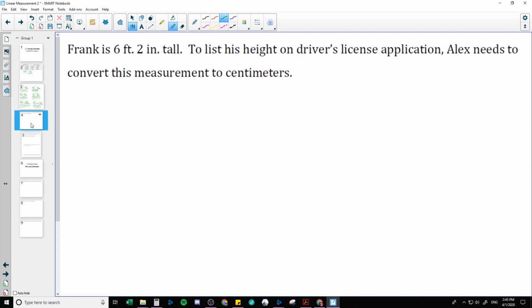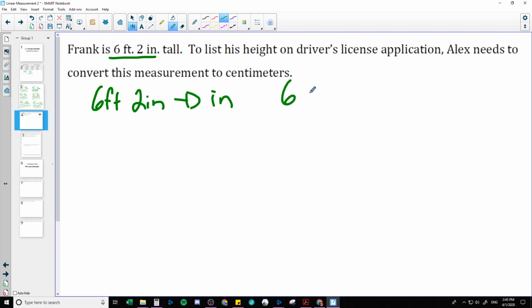Okay, this one says Frank is 6 feet 2 inches tall. To list his height on his driver's license application, Alex needs to convert this measurement to centimeters. I'm assuming Alex works at the DMV or something. So Alex is trying to put this information on the application. Frank is 6 feet 2 inches tall. We need to convert that to centimeters. We need to do 2 conversions here because 6 feet 2 inches doesn't actually allow us to go straight into a conversion. What we need to do first is 6 feet 2 inches. We need to convert that into inches.